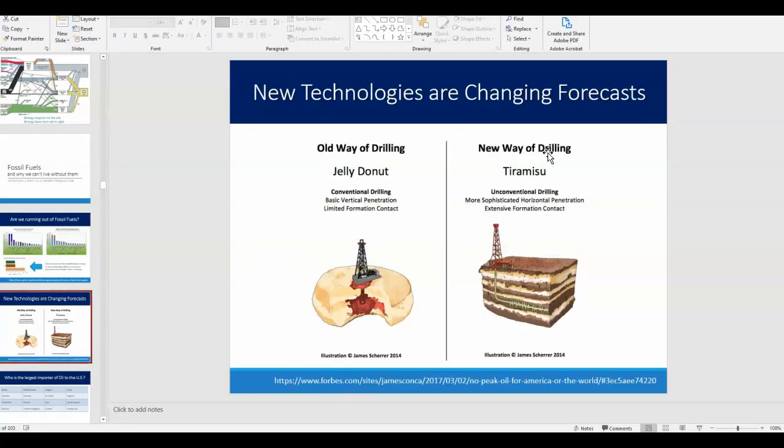For example, over the past few decades, we've developed new methods of drilling. Back in the old days, we just put an oil well straight down into the ground. Now we're doing horizontal drilling, where we drill down and then drill sideways, and it gives us access to way more oil than we had previously.